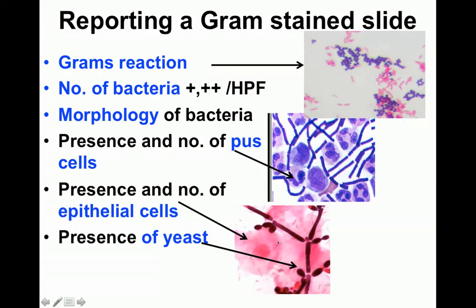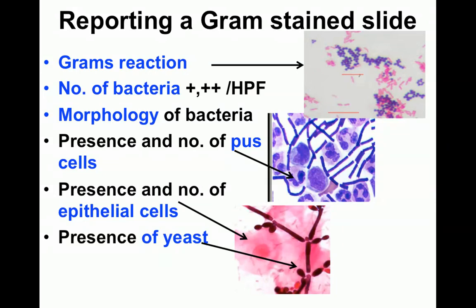Now, how are you going to report a gram stain slide? This is again one of your examination questions. You are given a gram stain slide, where you are supposed to report the slide. So the first important part is you look at the slide and see whether they are gram positive or gram negative, or you see both gram positive and gram negative organisms.